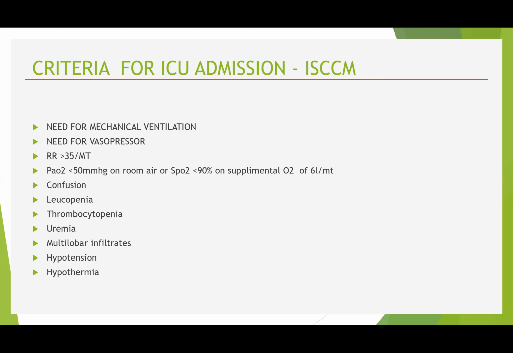And the ICCM gave guidelines on which patients are admitted to the ICU. Those patients who need mechanical ventilation, those who need vasopressors, those with a respiratory rate more than 35 per minute, PaO2 less than 55, SpO2 less than 90%, and supplemental oxygen of 6 liters per minute. And some patients who are confused, ICCM also advised ICU admission, and leukopenia, thrombocytopenia, uremia, and multilobar infiltrate, that means a POAD score more than 15, and some patients with hypotension, hyperthermia, especially patients in septic shock. These are all the criteria for ICU admission according to the ICCM guidelines.